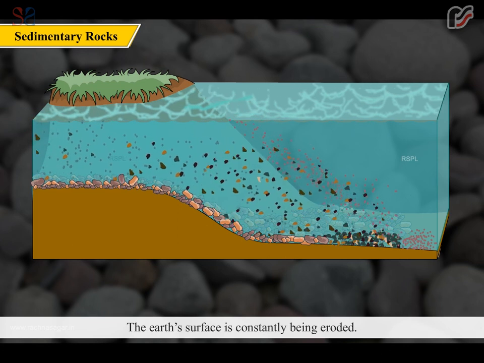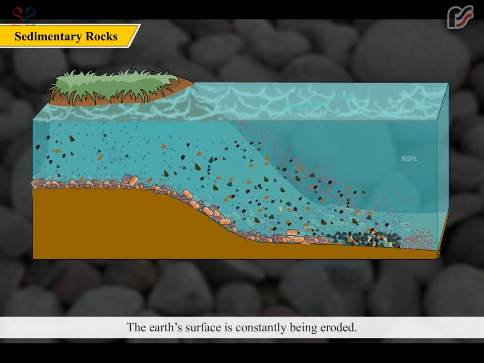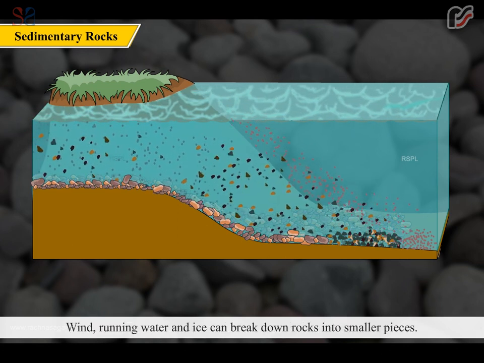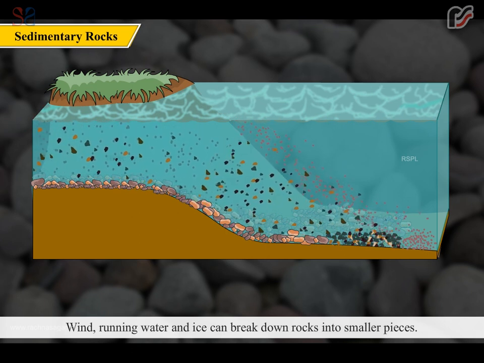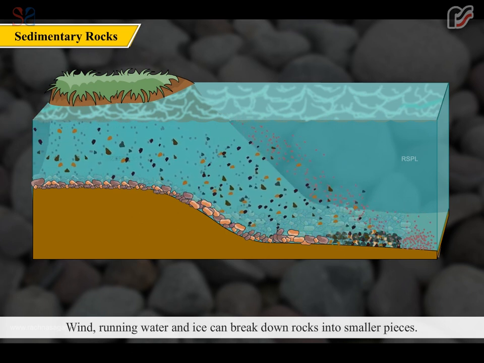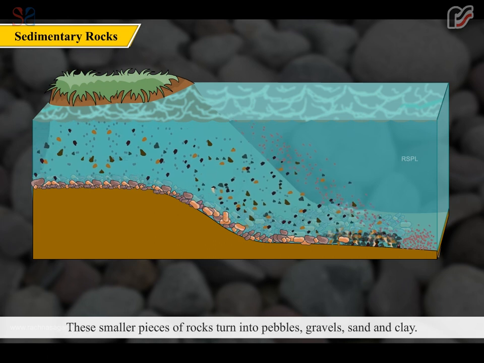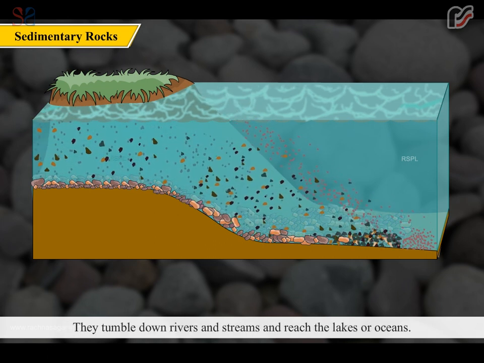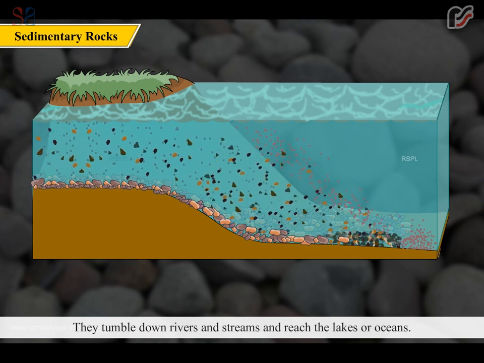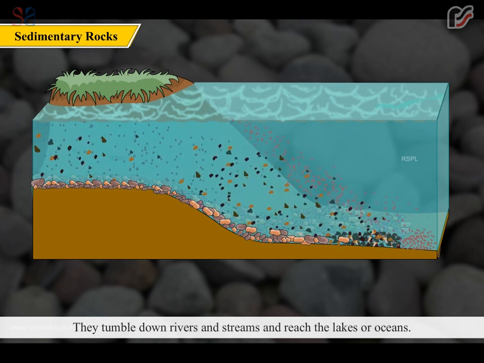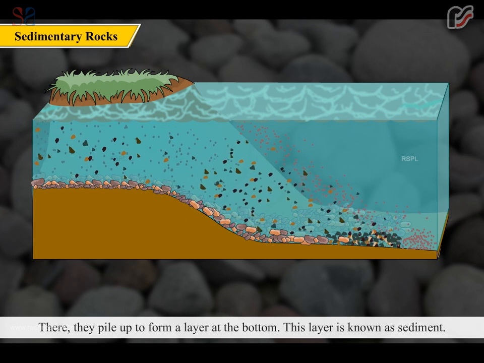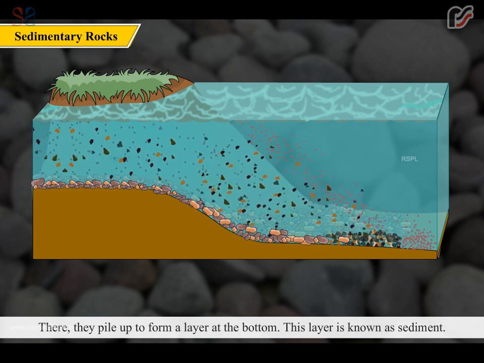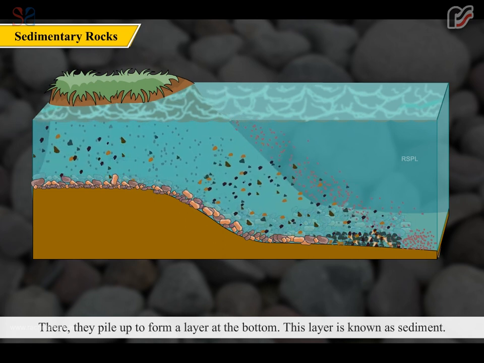Sedimentary rocks. The Earth's surface is constantly being eroded. Wind, running water and ice can break down rocks into smaller pieces. These smaller pieces of rocks turn into pebbles, gravels, sand and clay. They tumble down rivers and streams and reach the lakes or oceans. There they pile up to form a layer at the bottom. This layer is known as sediment.